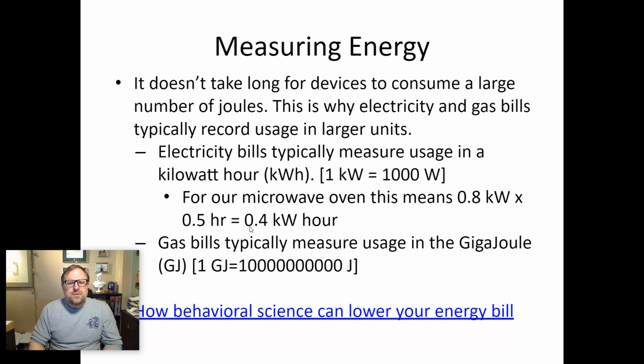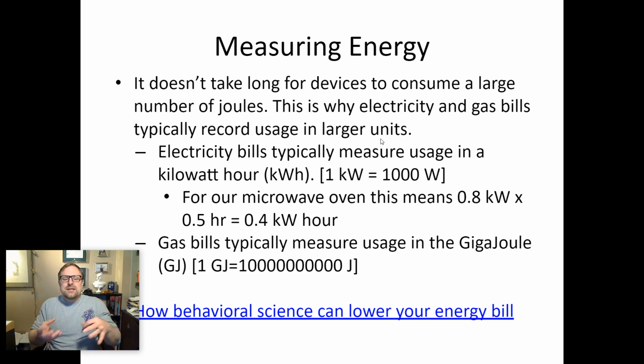So where we're headed now is it doesn't take long for devices to consume a large number of joules, right? We saw in the last example 1.4 million joules of energy to use a microwave for 30 minutes straight. This is why electricity and gas bills typically record usage in larger units. If we were going to take our energy consumption on our power bill and measure it in joules, we would have ridiculously big numbers that either we couldn't write out on the bill or people just wouldn't understand what they meant.